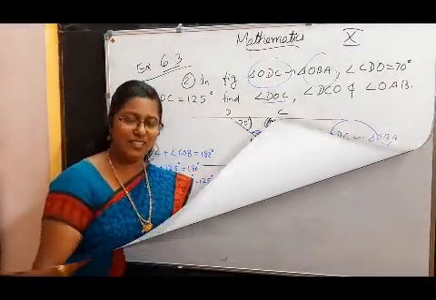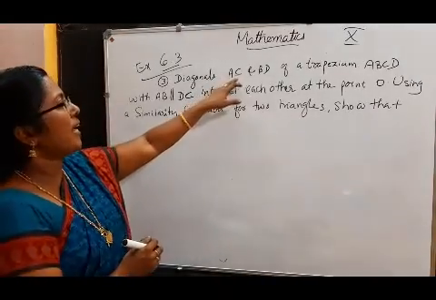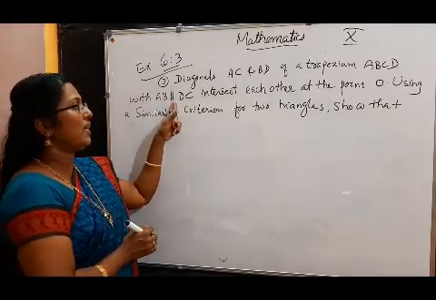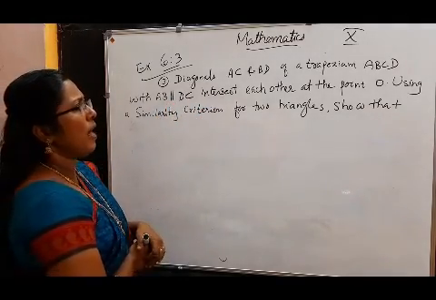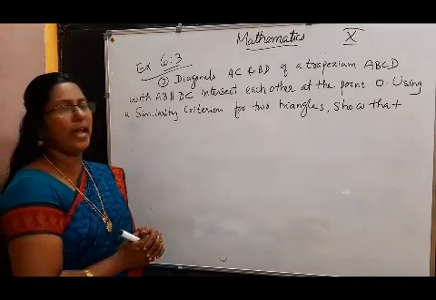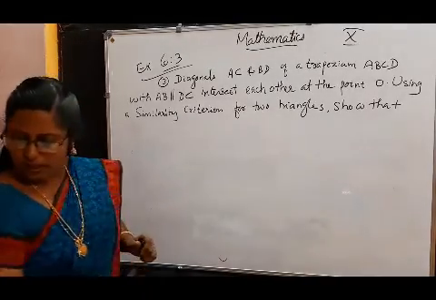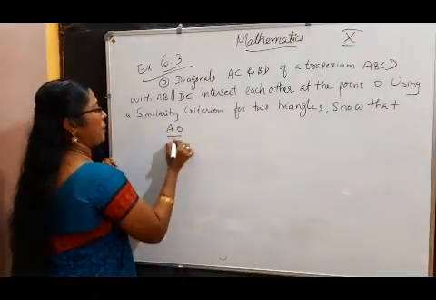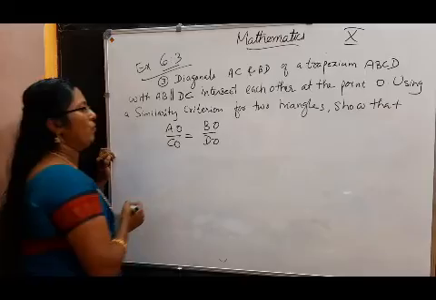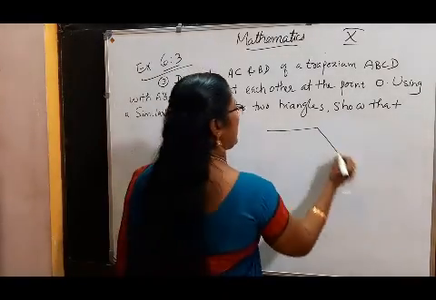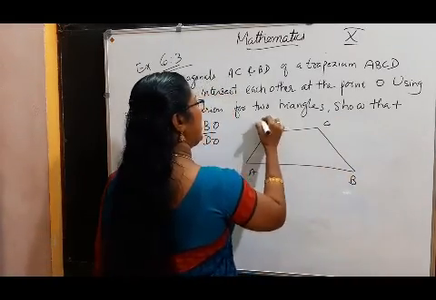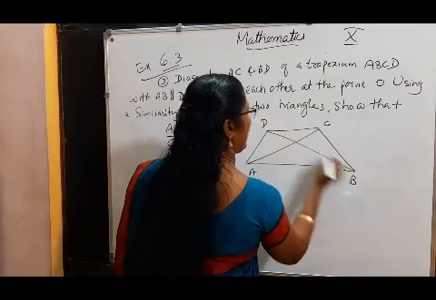Okay. The next question. Diagonals AC and BD of a trapezium ABCD with AB parallel to DC intersect each other at the point O. Using a similarity criterion for two triangles, show that AO by CO equals BO by DO. Here the question is a trapezium ABCD, whose diagonals intersect at O.